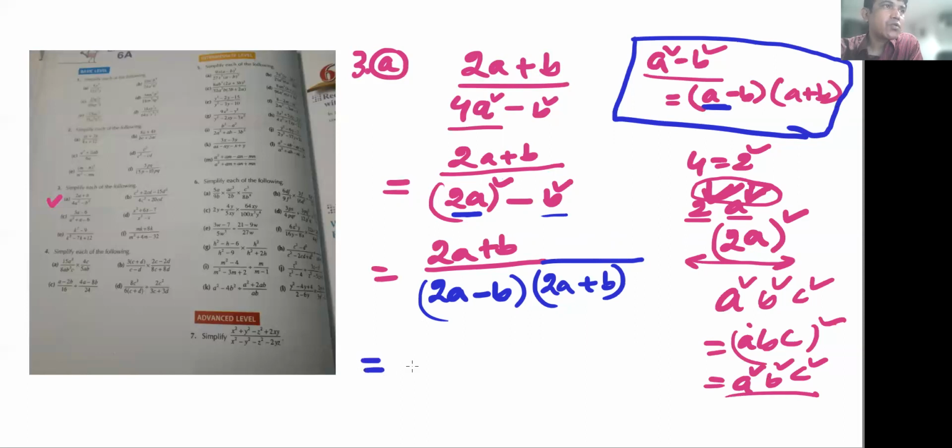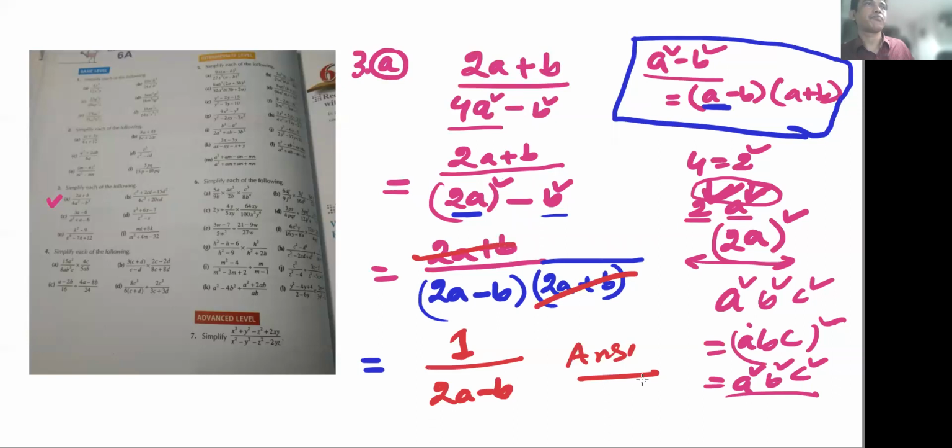So now, is there any doubt? No doubt. Now you see, very easily you can cancel out, isn't it? You can cancel this 2A plus B. Then we'll have 1 on top, then 2A minus B in the denominator. This is the answer. Got this?